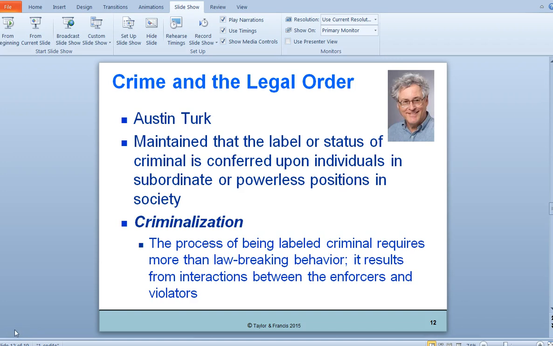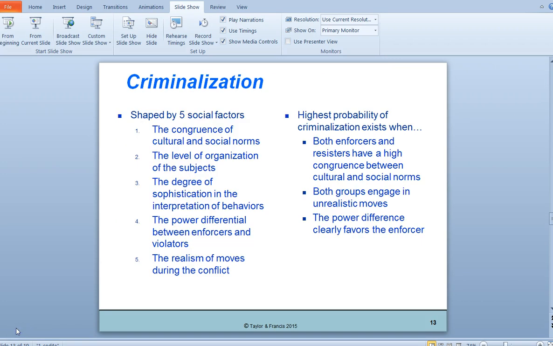The process of being labeled criminal requires more than just breaking the law. It results from interactions between the enforcers and the violators, the difference in the classes. And he identified 5 social factors that shaped that criminalization: the congruence of cultural and social norms, the level of organization of the subjects, the degree of sophistication in the interpretation of the behaviors, the power differential between the enforcers and the violators, and the realism of moves during the conflict.